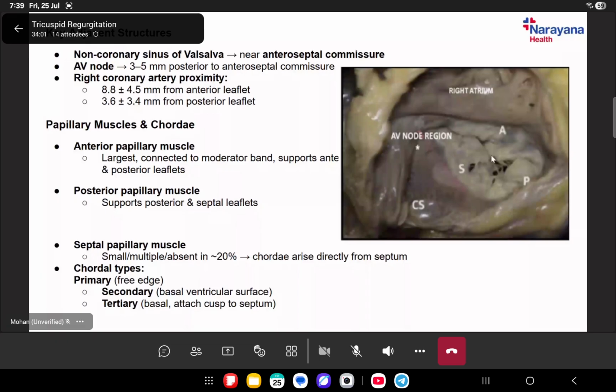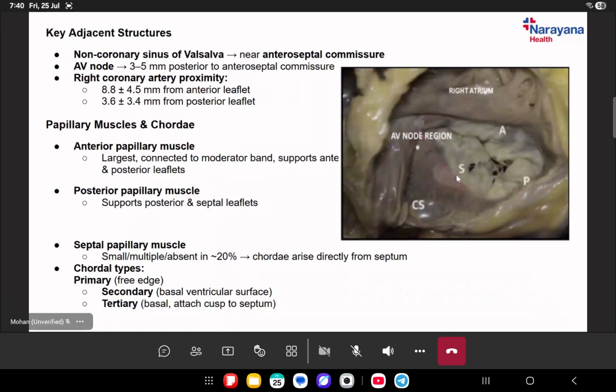The anterior is the largest, connected to the moderator band also, and then the posterior papillary muscle supports the posterior and septal leaflets. The septal one is the smallest and often absent also, with chordae arising directly from the septum. So chordae types are normal, according to the mitral anatomy, it's the same: primary, secondary and tertiary.